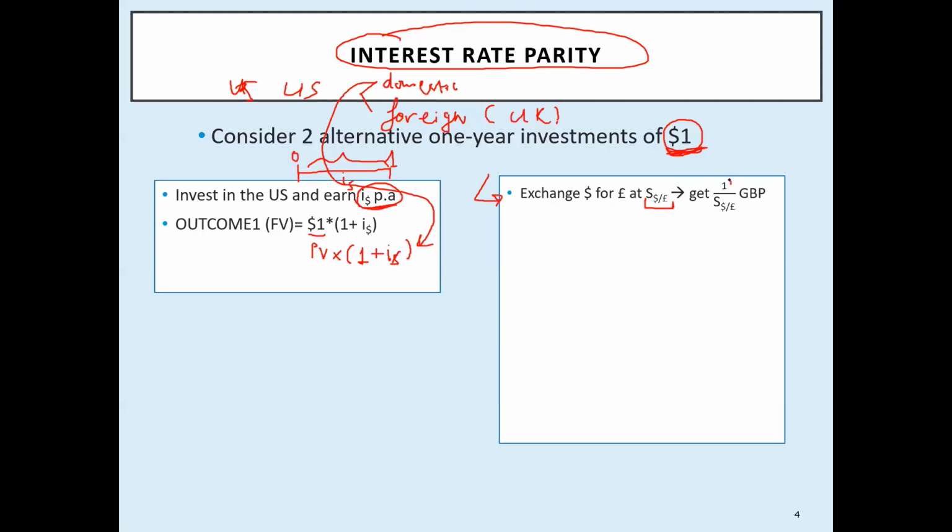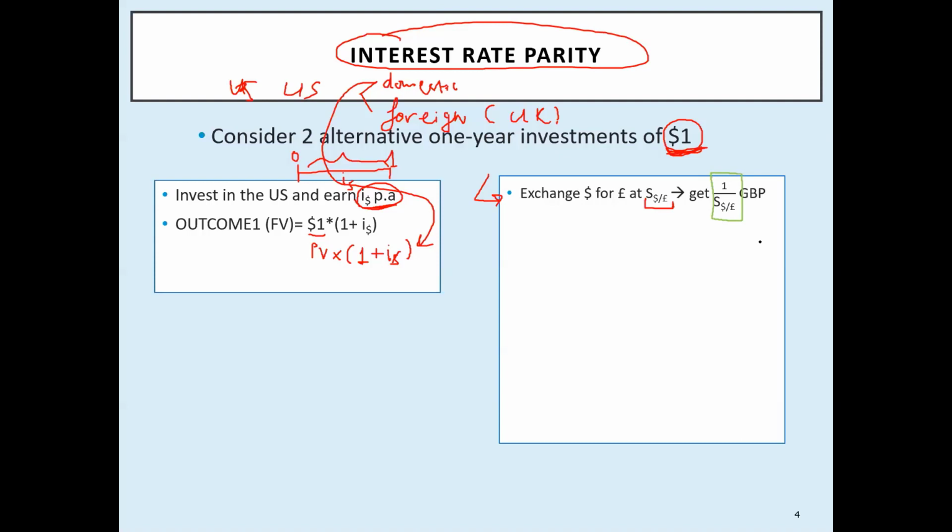So if I convert $1 into pounds at the current spot rate of S, I should get 1 divided by S pounds. This is the amount of pounds I would expect to get if I convert the dollar into pounds today. So this is how many pounds I would get if I convert $1 to pounds.